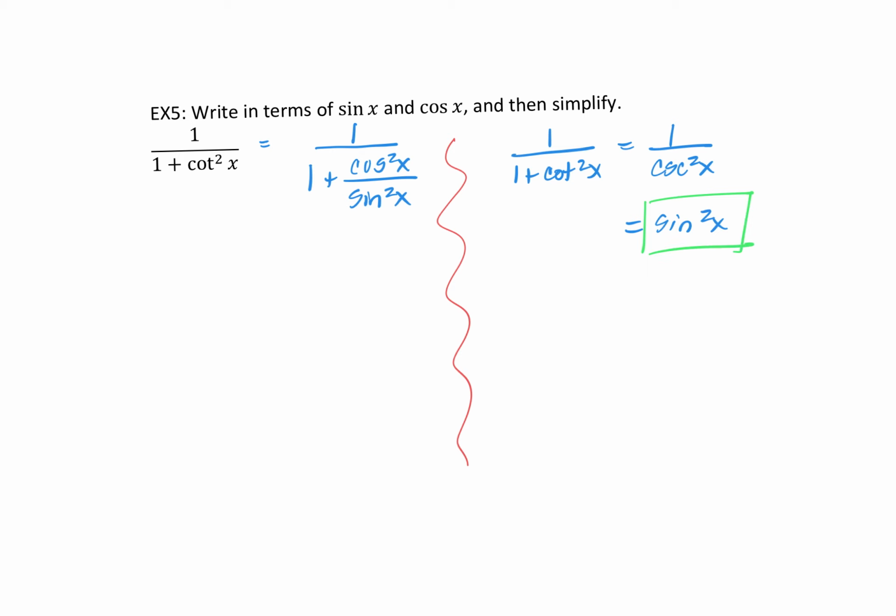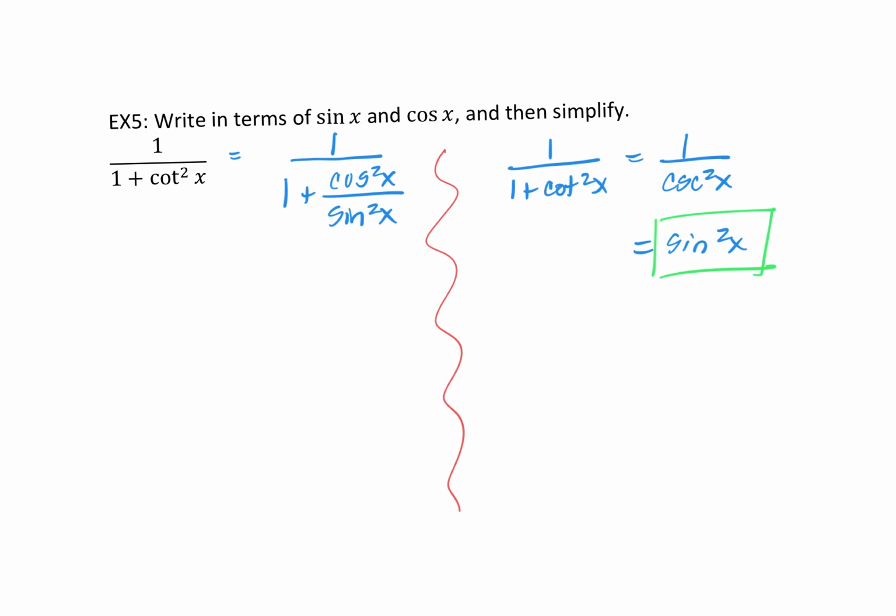Now on the other side, if I did work with that ugly expression, I could multiply top and bottom by sine squared to clear the fraction. So let me show you what I mean. Multiply top and bottom by sine squared x. And this is like over 1 over 1.